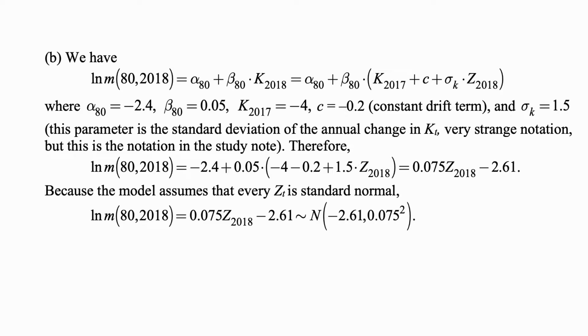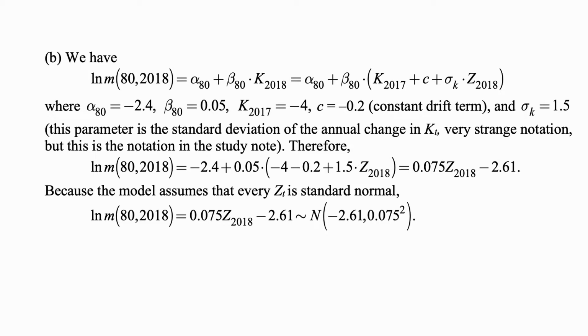This parameter is the standard deviation of the annual change in k t. And it's a very strange notation the way it's written, but that's the notation in the study note, that's the notation in this problem. Therefore, the natural logarithm of m of 80, 2018 is negative 2.4 plus 0.05 times negative 4 minus 0.2 plus 1.5 times z 2018. And if you just do the algebra and calculate it, this becomes 0.075 z 2018 minus 2.61.